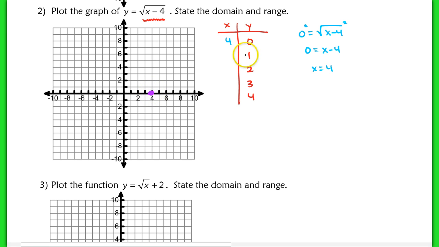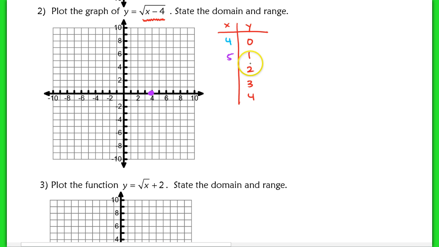Now do the same thing for y is equal to 1. If we solve the equation 1 is equal to the square root of x minus 4, we square both sides, add 4, and we get 5. So we have the point 5 comma 1. Now most of you will be able to do this in your head. If not though, obviously just jot down this little scratch work on the side, and that gives you nice little values that you can plot on your graph.